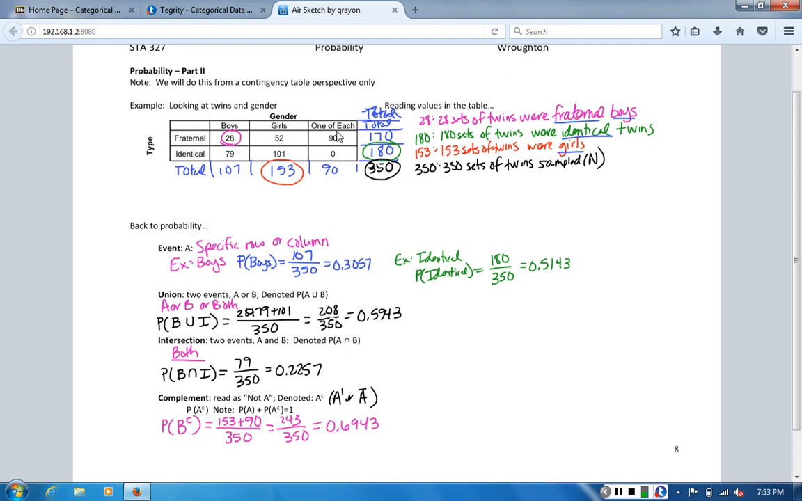Or another way to do it: I could say the probability of B complement is actually just 1 minus the probability of B. And notice we already have the probability of B up here. So that's just 1 minus our 0.3057. Another way to get it. So complement basically means anything but that.